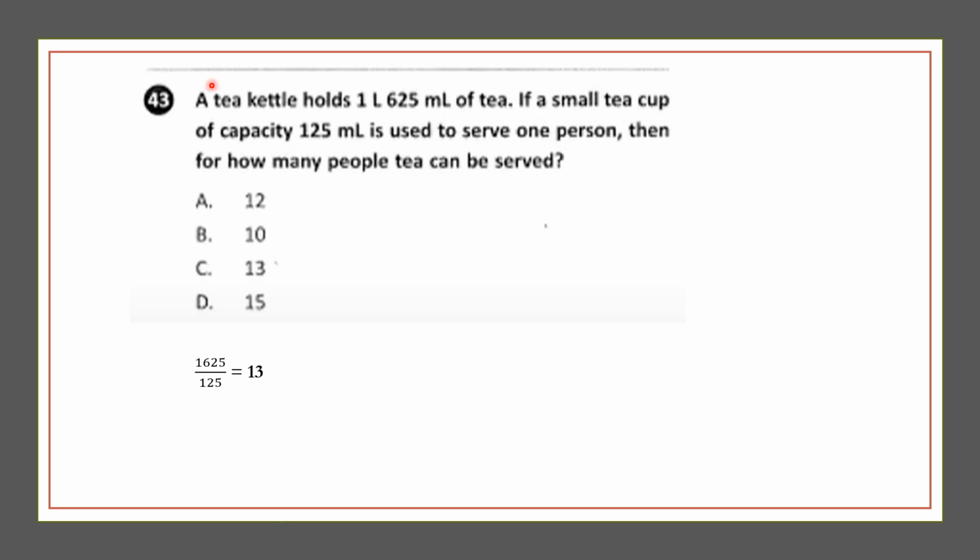Question number 43. A tea kettle holds 1 liter 625 milliliter of tea. If a small teacup of capacity 125 ml is used to serve one person, then for how many people can tea be served? So how much tea do we have? This is 1625 milliliter. If we divide it by the capacity of the cup, we will get the number of people. So 1625 ml divided by 125 ml will be 13. So we can serve 13 people. So our answer is option C, 13.